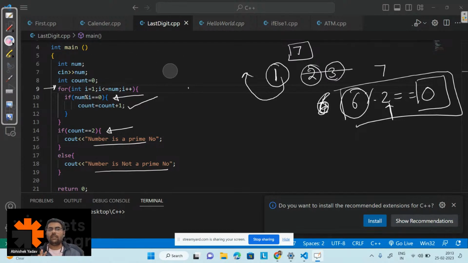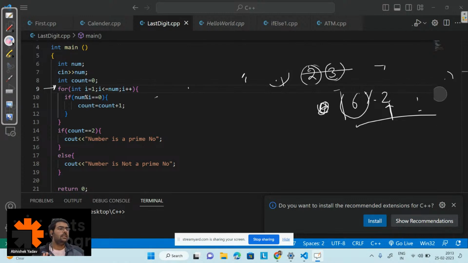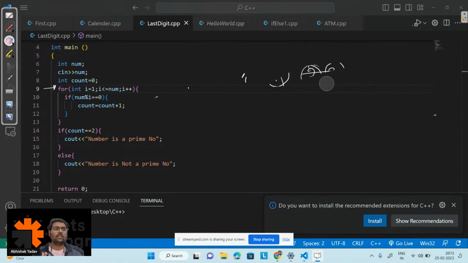Till this point, everyone is clear? Yes or no, guys? Till this point, everyone is clear? The code part, the question, and what we are doing in the code? Please write in the chat.